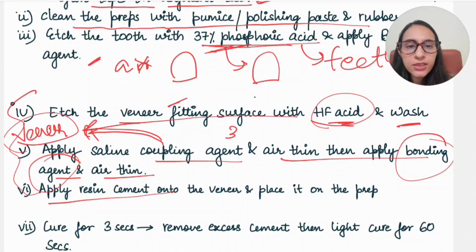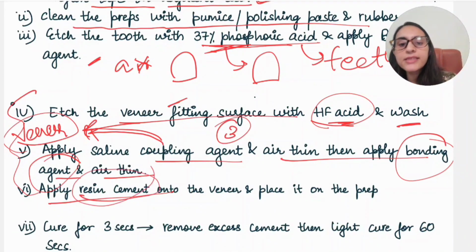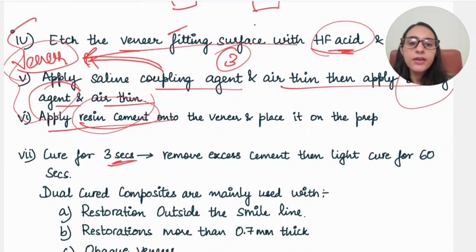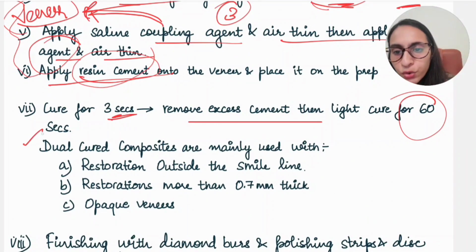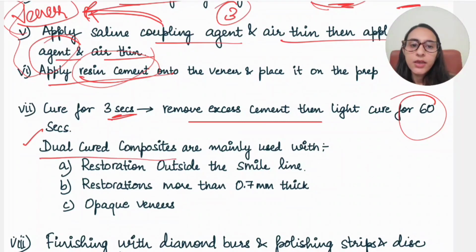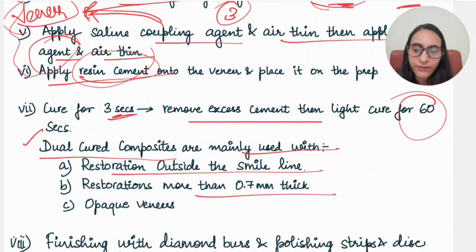And later on, after we do these three steps, we apply the resin cement on the veneer and then place it on the preparation, cure it for 3 seconds, remove the excess cement, then properly cure it for 60 seconds. And this is how a resin cement porcelain veneer crown is placed onto the teeth. And you can also use the dual cure composite resin, and it is mainly used in case of a restoration which is outside the smile line, a restoration more than 0.7 millimeter thick, or for opaque veneers.